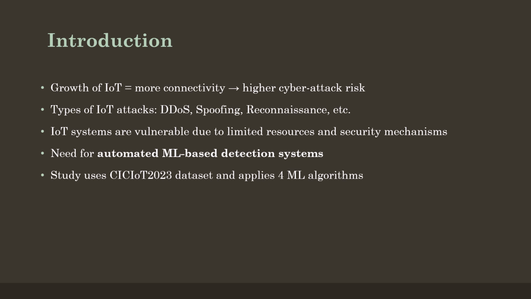So, introduction: what is IoT? IoT is the Internet of Things. These are smart devices like cameras, light bulbs, and sensors that connect to the internet. And the more IoT devices we use, the more vulnerable we become to cyber attacks. This is because most IoT devices have weak security and can't run antivirus software. To solve this issue, our project uses AI models, especially machine learning algorithms, to automatically detect when an IoT device is under attack.